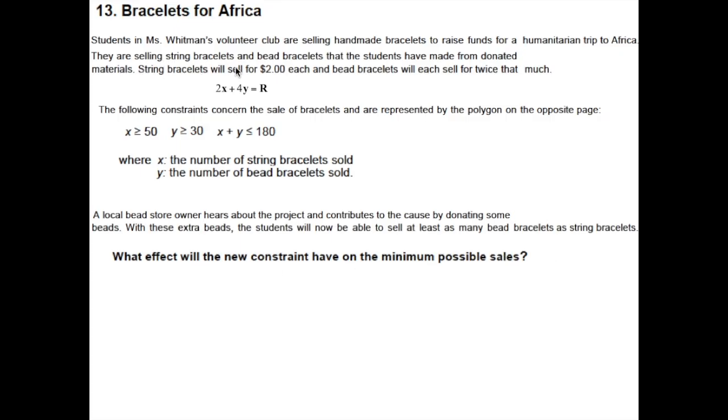We're told that the string bracelets will sell for $2 each. I'm going to multiply 2 times X, the number of string bracelets. The bead bracelets will sell for twice that much. So twice $2 is $4, so $4 for the bead bracelets. And that's going to be your revenue.